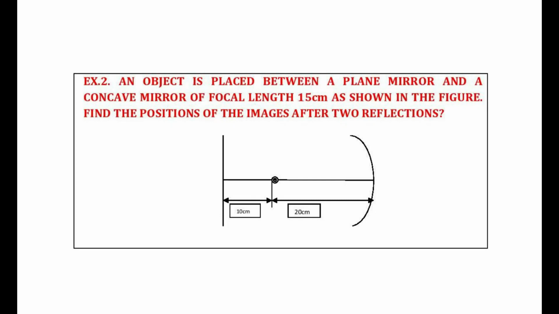Okay students, let's do question number 2 now. Okay, the question is, an object is placed between a plane mirror and a concave mirror of focal length 15 centimeters as shown in the figure. Find the position of the images after 2 reflections. Okay, so please do read the question and check the diagram carefully. All right. So what is the question telling us?